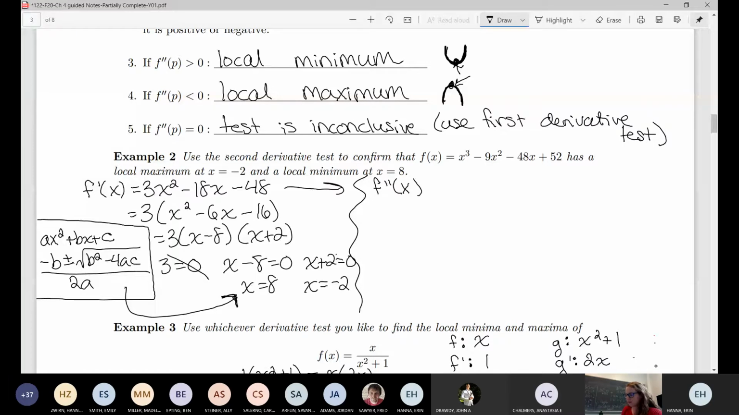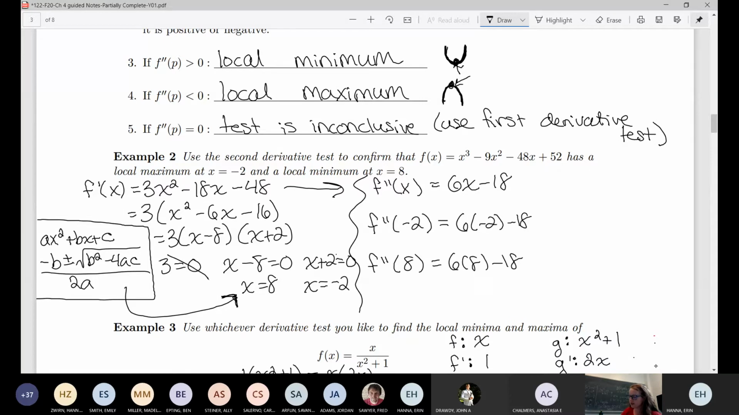So we would take the first derivative and then take the derivative of that. So we would get 6x minus 18. And now with the second derivative test, we take our critical points, that 8 and that -2, and plug it into this second derivative. So we want to find f double prime of -2 and f double prime of 8. So 6 times -2 minus 18 and 6 times 8 minus 18.